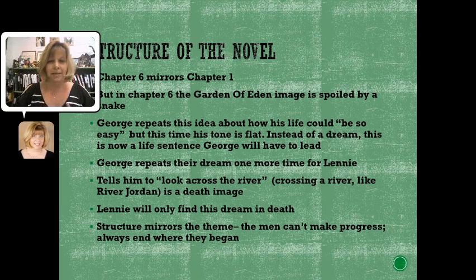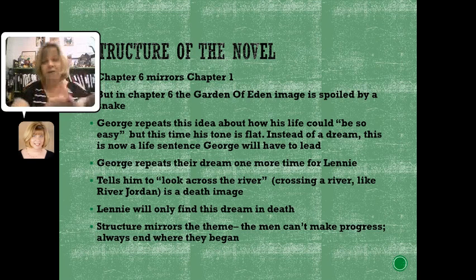George repeats his idea about how his life could be so easy if he didn't have to look after Lenny. But in this particular version, his voice is completely flat. He has no emotion in it. He's thinking, this is not a dream of his anymore. This is now his life sentence. This is what he's going to have to deal with now. And George repeats the dream again, the whole story of the farm and the rabbits one more time for Lenny.